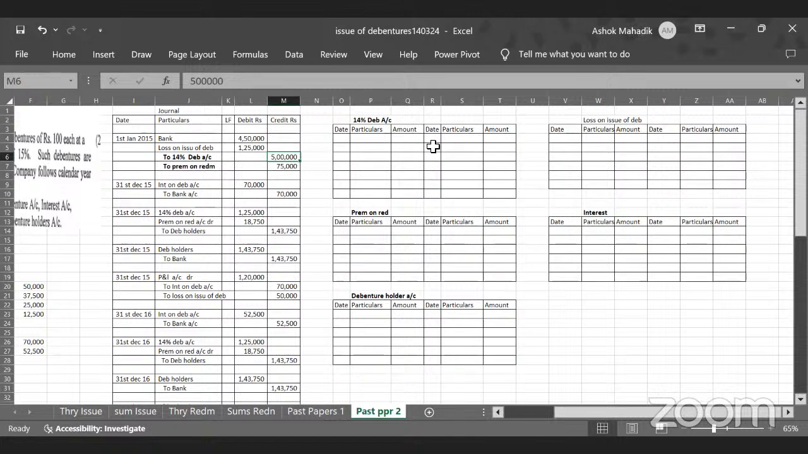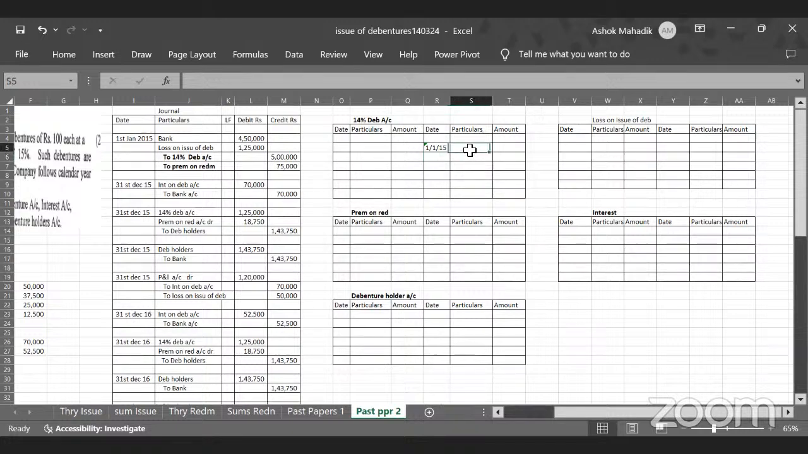So the date is 1st Jan 15. Then increase the size of this column. You're right. See, in 14% debenture, we never write 14% debenture; we use the other accounts. Clear? So what are the accounts on the opposite side? It's by bank and by loss on issue, isn't it? So write by bank. What is the amount against bank? Just write that only. Don't write amount against 14% debenture. So it is 4,50,000.